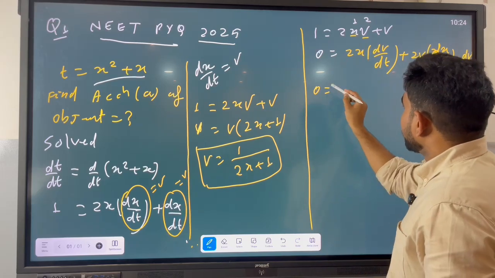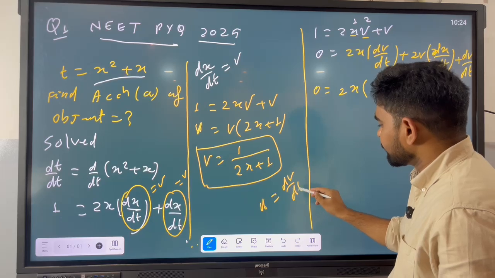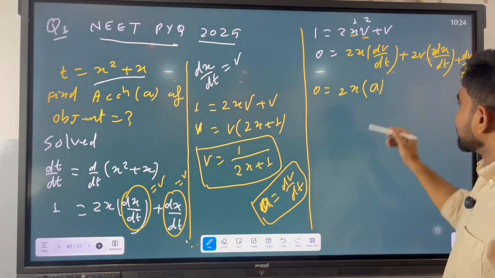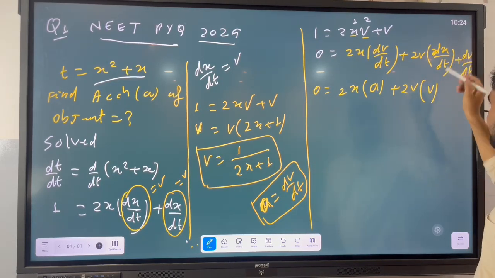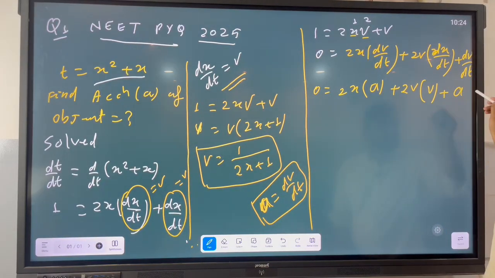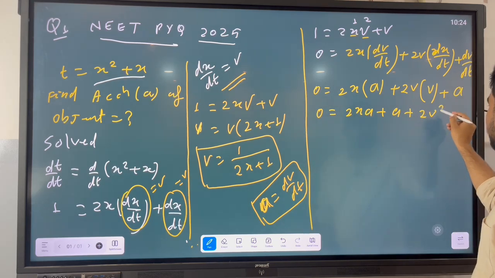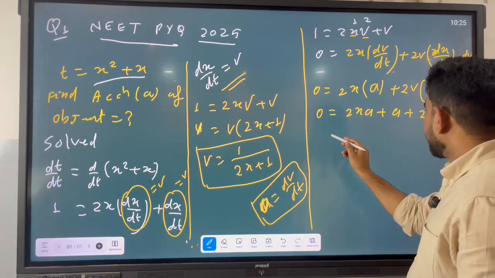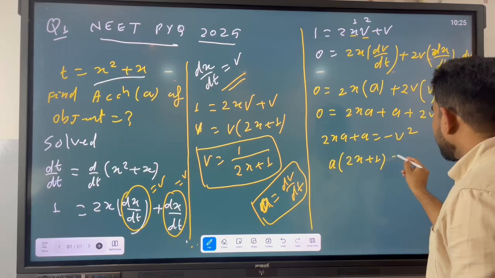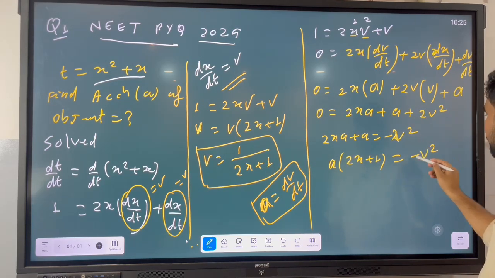For the next step, 0 equals 2x dv divided by dt, and acceleration a equals dv divided by dt, right. Put acceleration a, plus 2v times v, because dx by dt is the velocity of the object, and here also put dv divided by dt as acceleration. For the next step, 0 equals 2xa plus a plus 2v square, right. So 2xa plus a equals minus 2v square, and a is a common factor: a times 2x plus 1 equals minus 2v square.